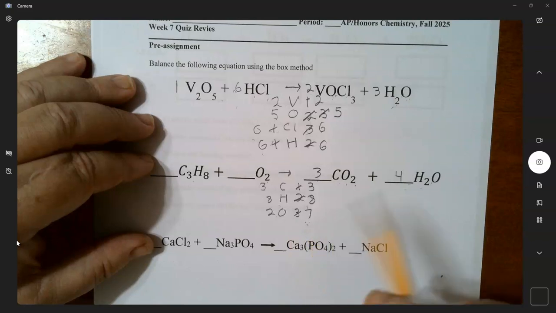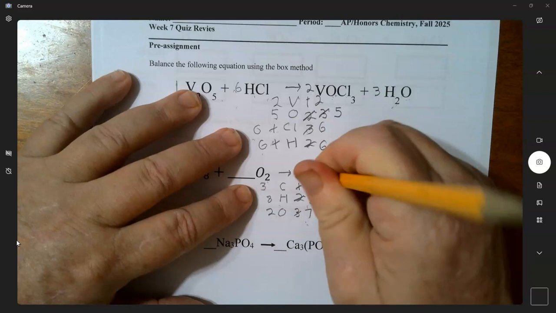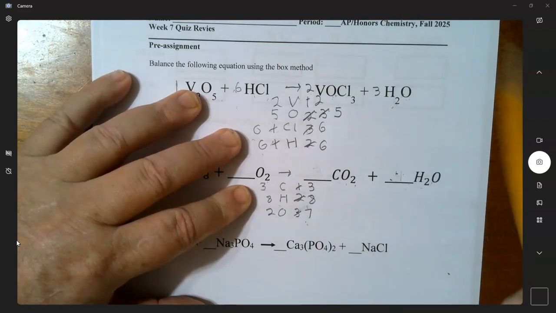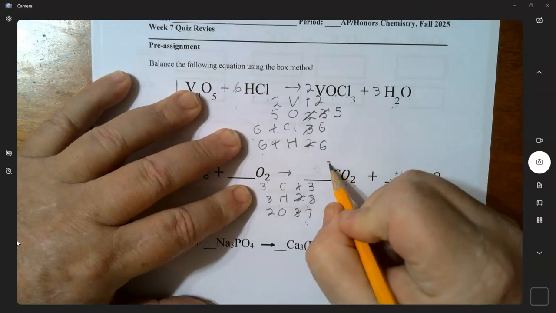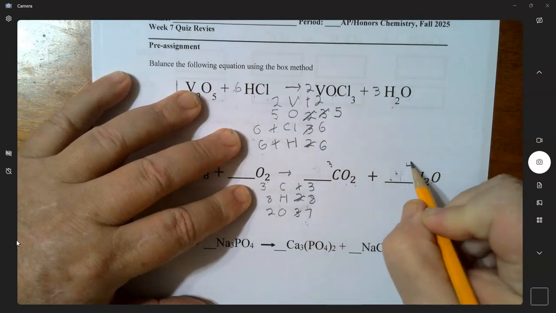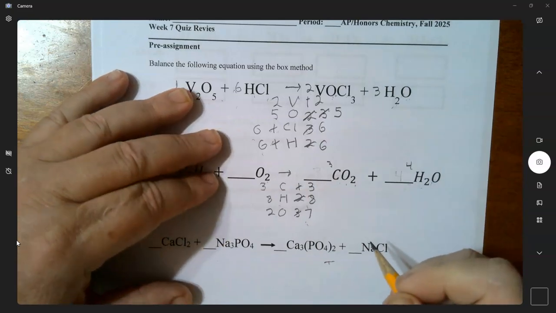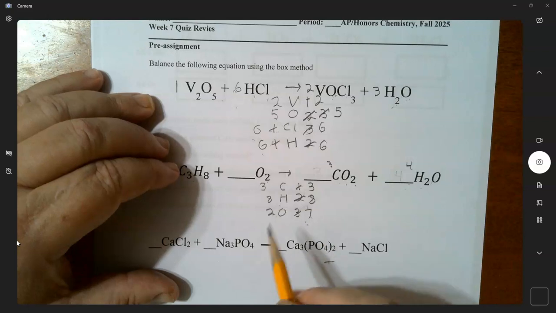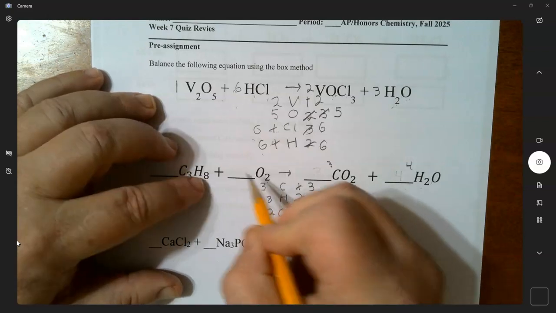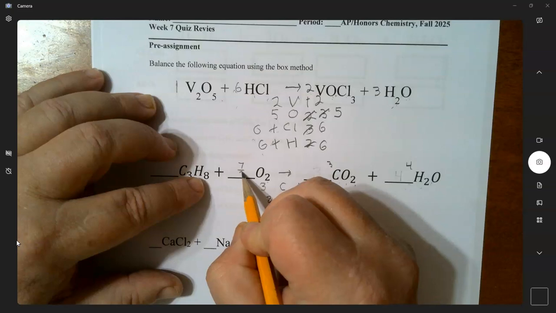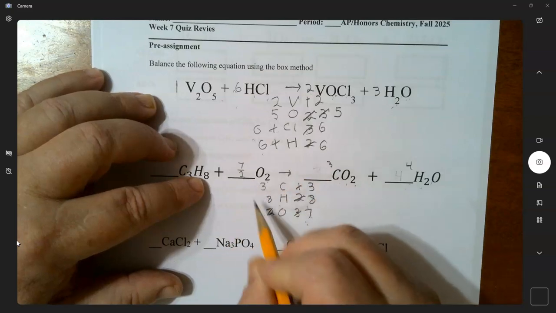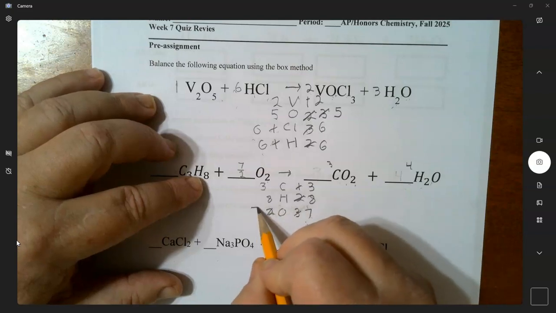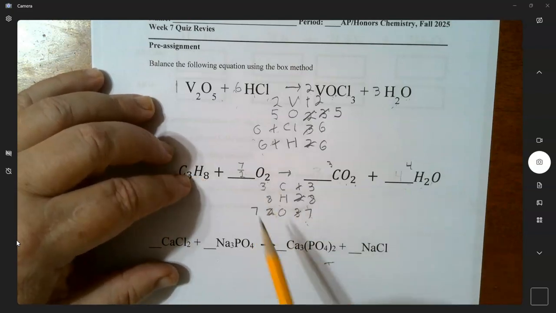Alright, so again, this is why I should have done this. This is why you write your subscripts up above at first, because you don't know if those are going to be your final coefficients, okay? So I got 2 oxygen on this side, 7 on this side, so I need to multiply this by 7 halves. That's going to be a 7 over 2, and 2 times 7 over 2 gives us 7.